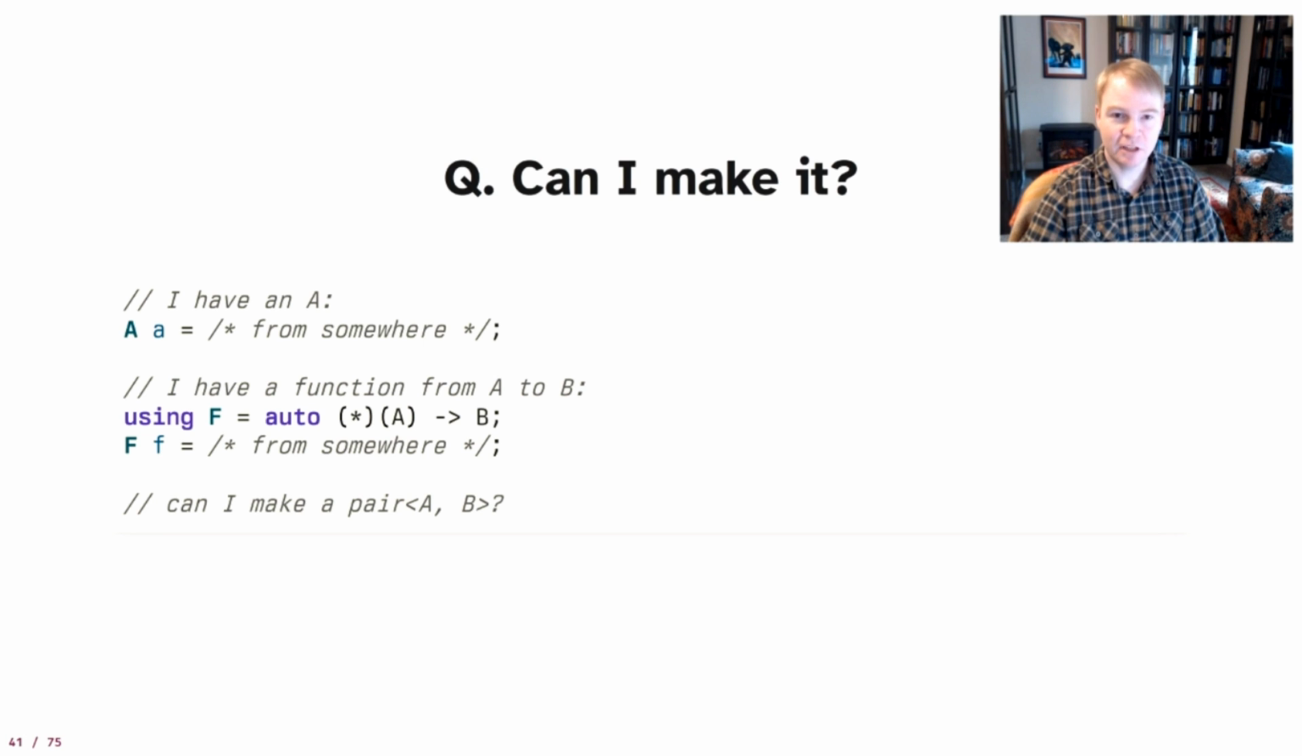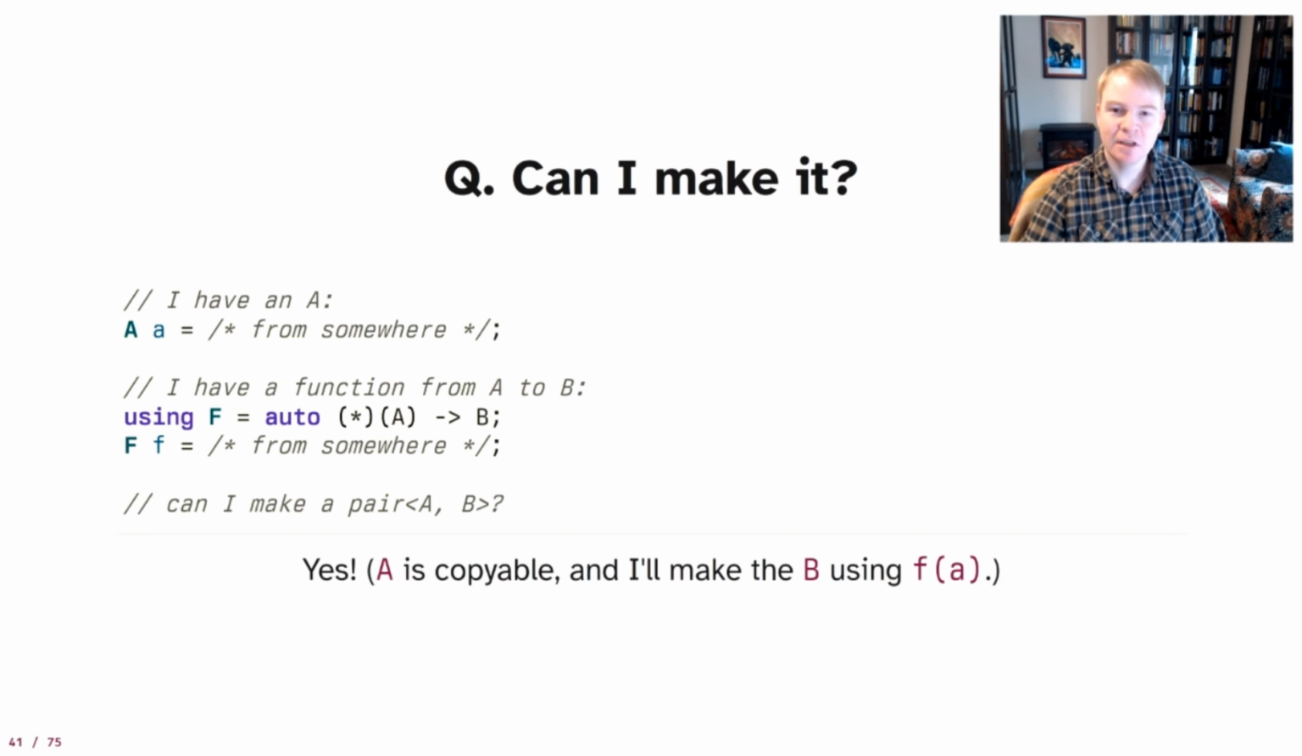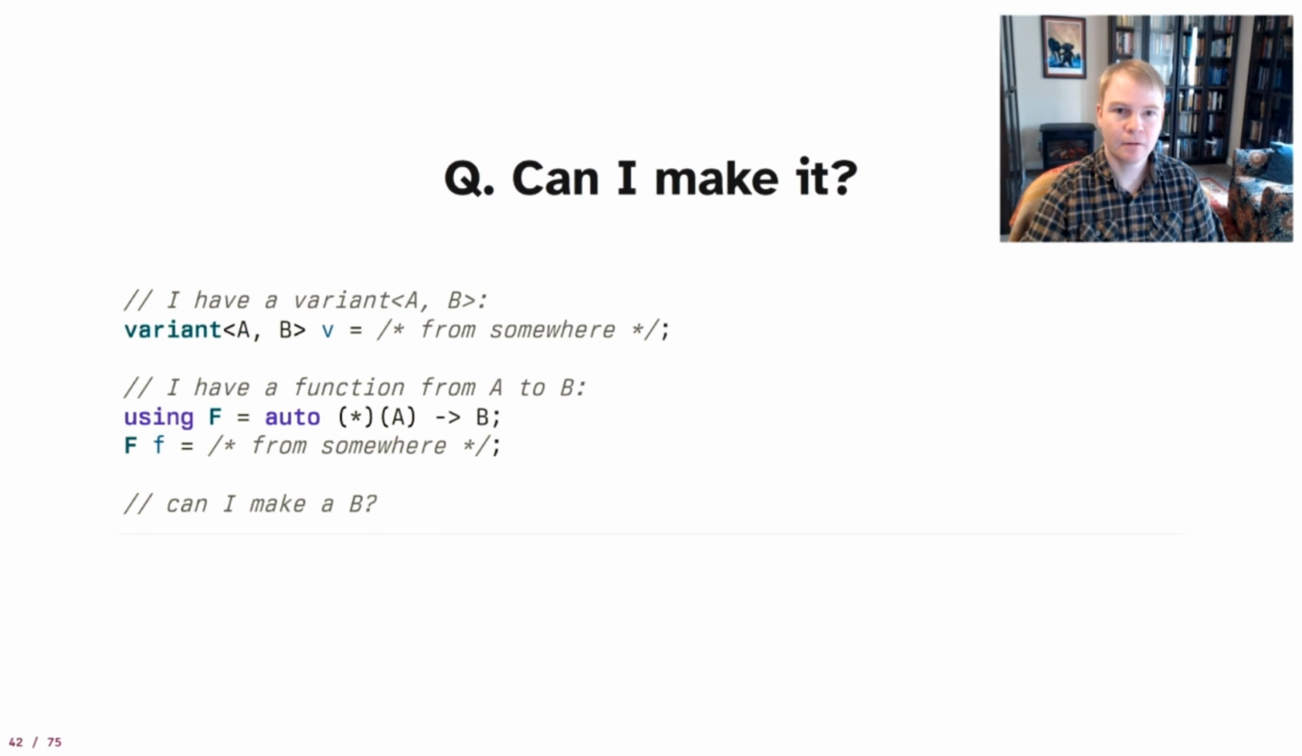Next question, and it's really the same question, slightly different. If I have an A and a function from A's to B's, this time, can I make a pair of A and B? And the answer is yes again. A is copyable. I'm not bothered about non-copyable types here. Those are C++isms. We can call the function with the A to get the B, and then we have a pair of A and B.